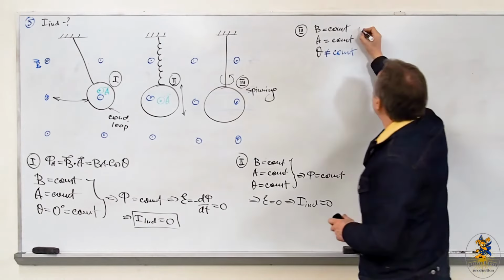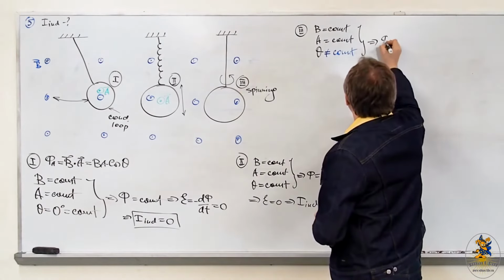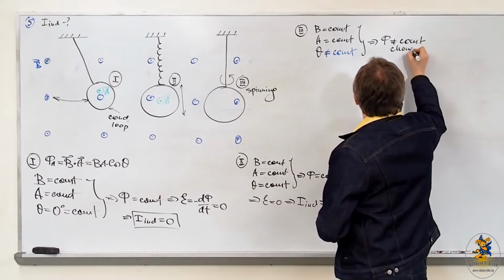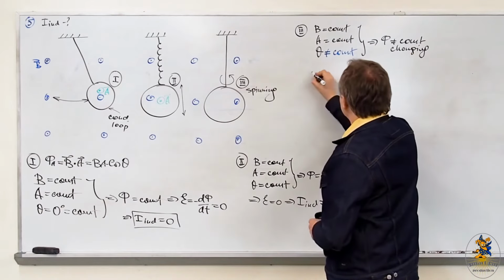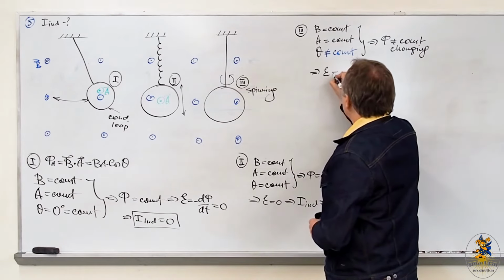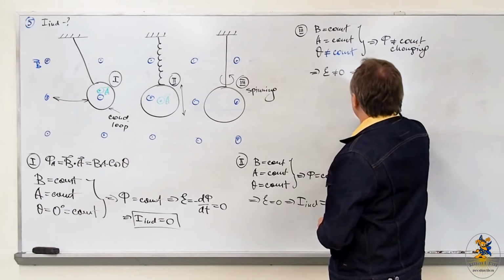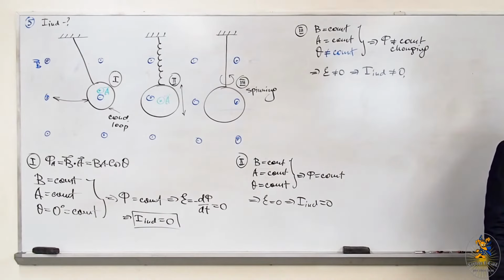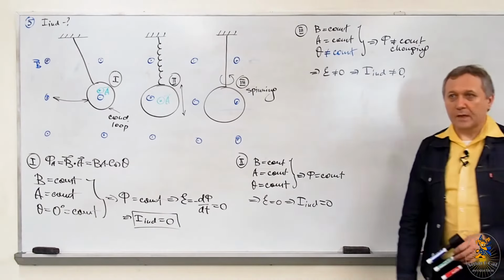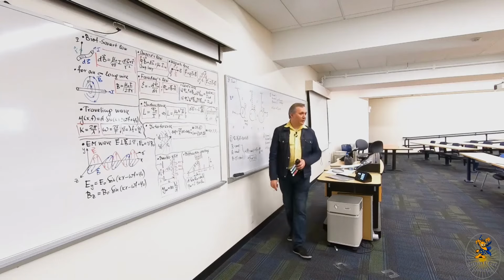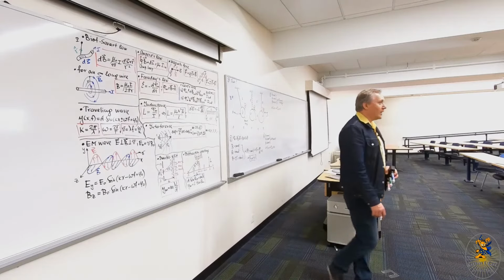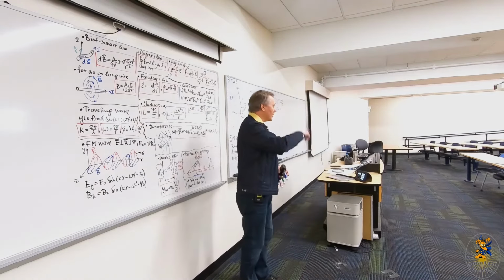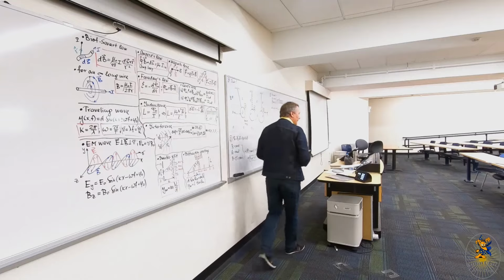So as a result, flux is not constant, it's changing. So as a result, EMF is not zero, and of course there will be an induced current, which is also not zero. We cannot say it's clockwise or counterclockwise because in this case you're actually going to produce AC current. It is going to be over some stretch of time clockwise, then counterclockwise, then again clockwise, counterclockwise.